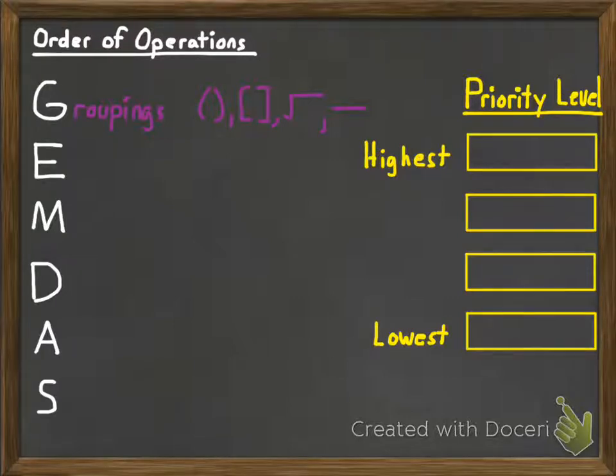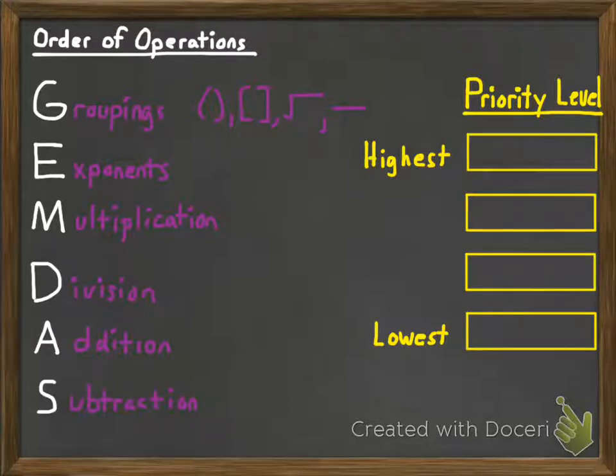All right, then the rest of this you're super familiar with. Of course, the E stands for exponents. That's always the next thing you look at after groupings. Then multiplication, division, addition, and subtraction. So that's not news to you.